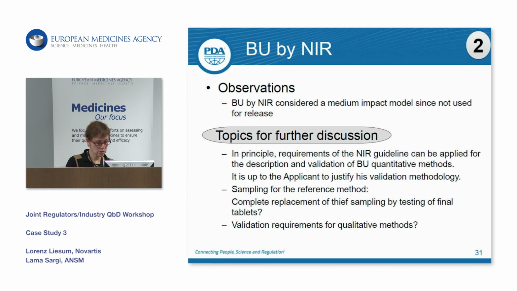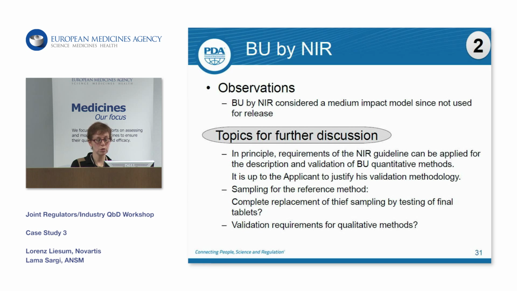Regarding the observations, during the preparation of this presentation, we had a discussion whether blend uniformity by NIR should be considered as a high impact or a medium impact model. So as Lorenz pointed out previously, it is perhaps somewhere in between, but we as assessors were of the opinion that it should rather be considered as a medium impact model in this case, because it was not used for release testing and also taking into account the high drug load in the blend.